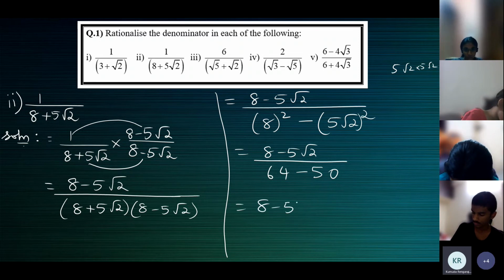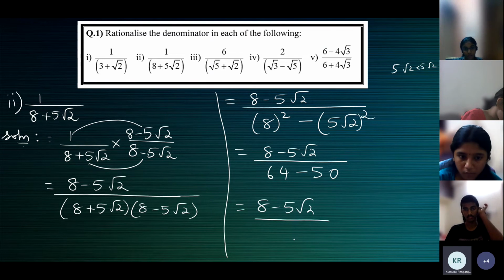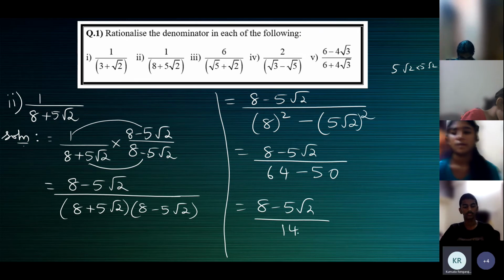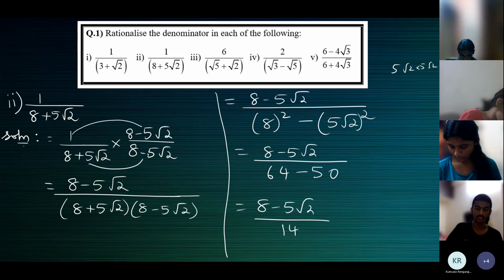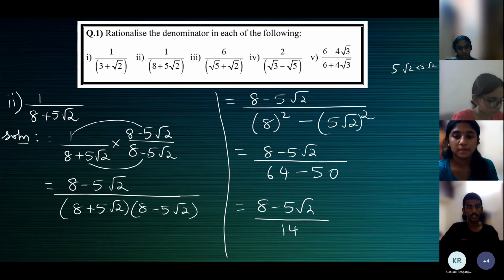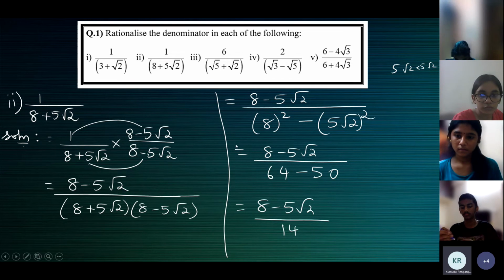So 8 minus 5 root 2 divided by what is 64 minus 50? 14, ma'am. Now see, the denominator has become rational. The numerator is irrational. The whole expression is still irrational. The irrational expression will remain irrational, just that the irrationality will shift from the denominator to the numerator. Got it, children? Yes, ma'am. Okay, so the rest of it is homework.